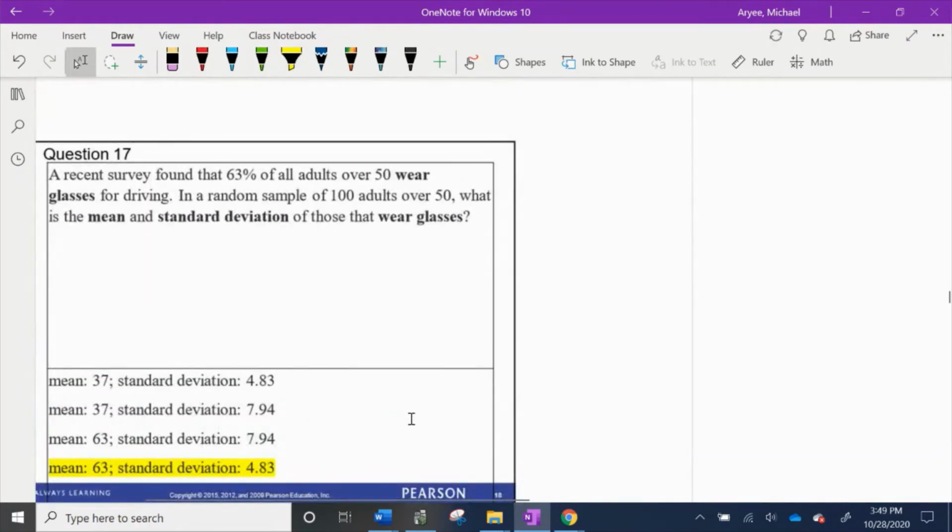All right. Now, with this question, they give you a percentage and they give you a category. So they are saying 68% wear glasses for driving, which means that the other 32% do not. All right. So automatically, what kind of problem do you think question 17 will be?